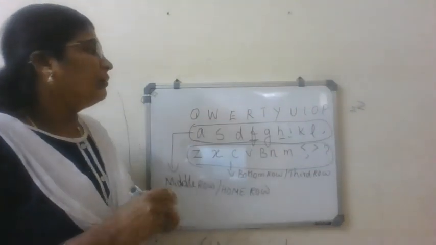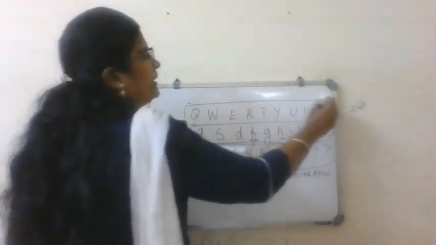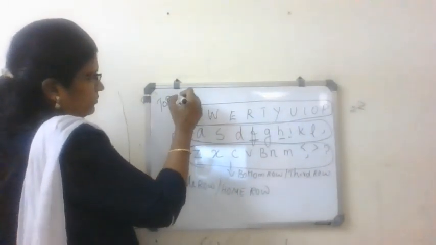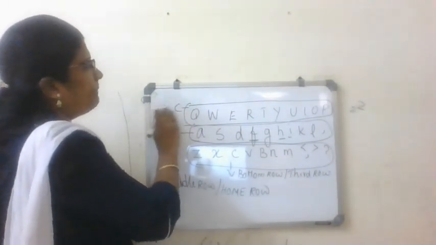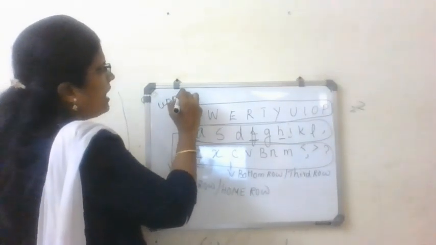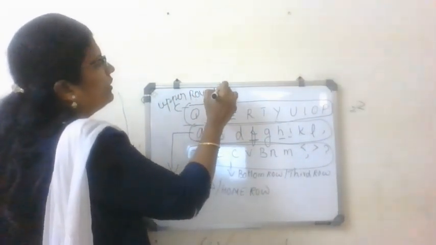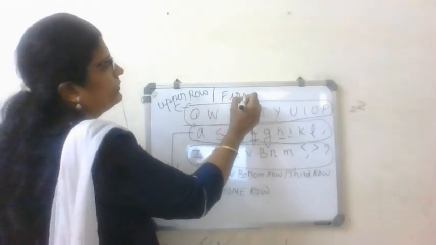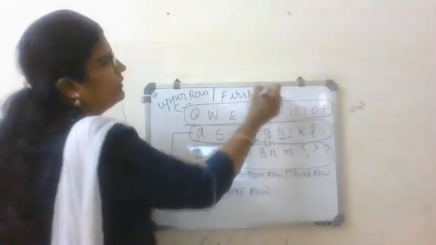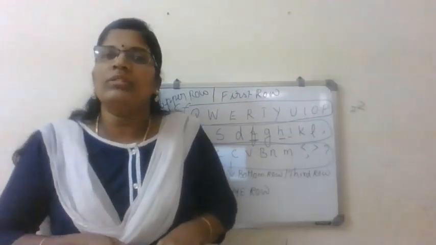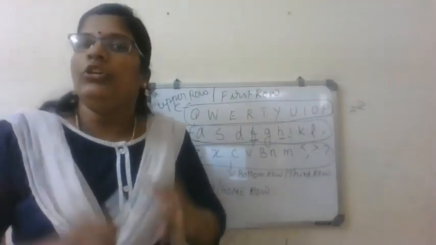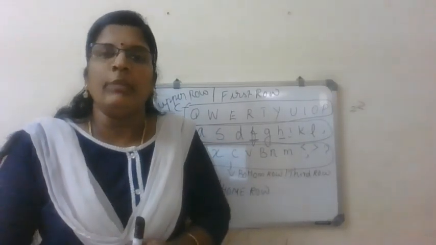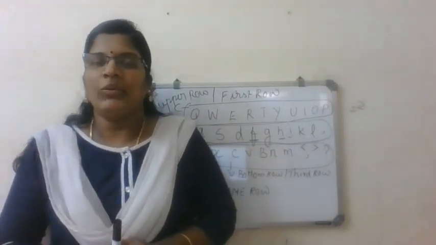Then what is this one? As you know, it is at the top, so we call it the top row. We call it the upper row, or the other name is the first row. So these are the 3 rows and keys. You have to keep them in mind if you would like to learn keyboarding skills.